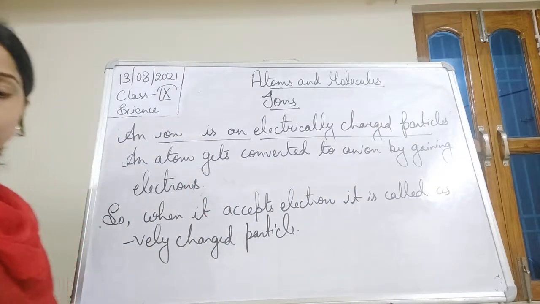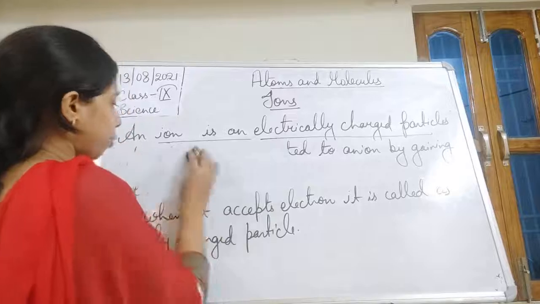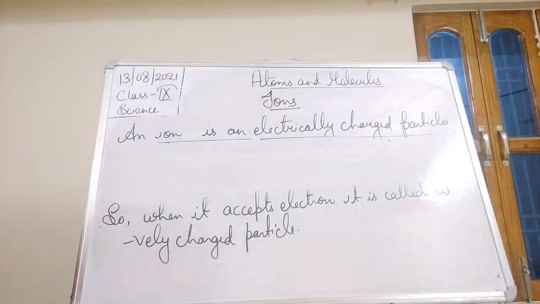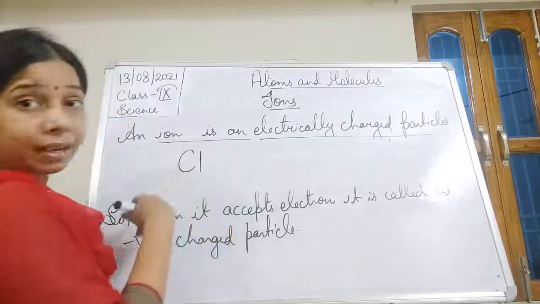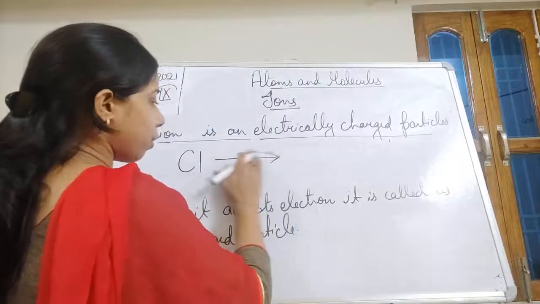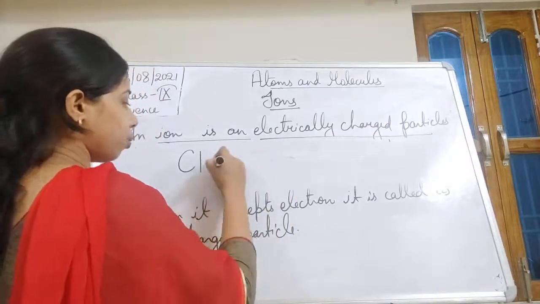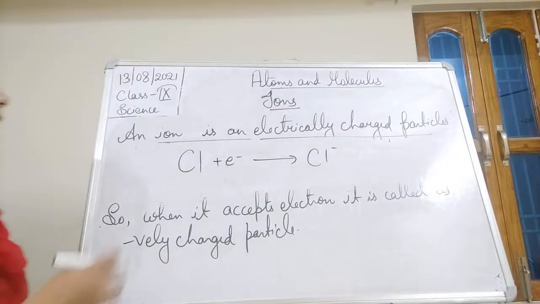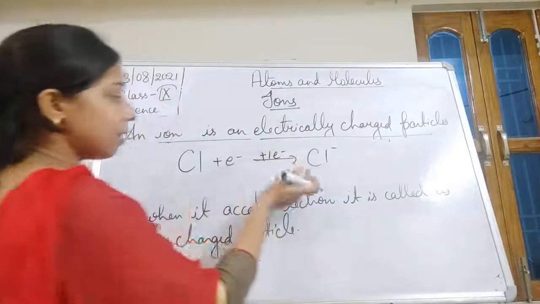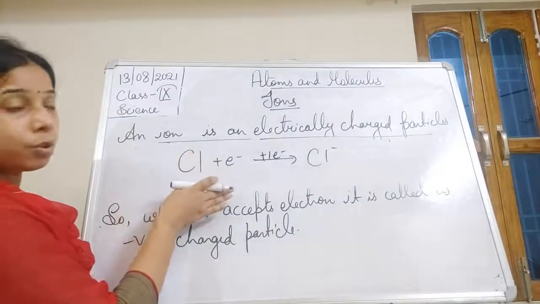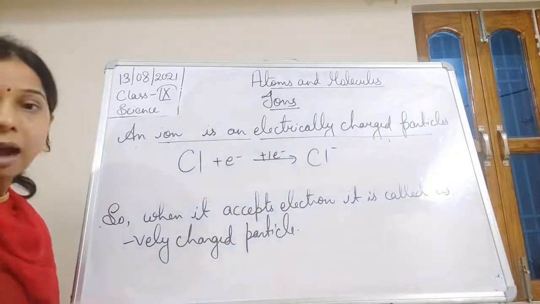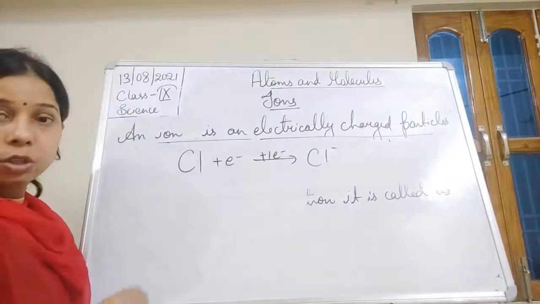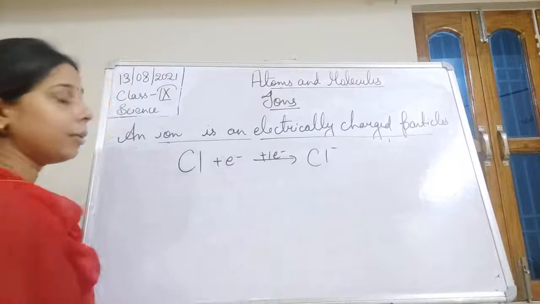What is the example, students? We can take any example, like chlorine. Chlorine has atomic number 17. So chlorine needs one more electron, so it will accept one more electron. Here it is gaining one electron, students, and it will become chloride ion, Cl minus. So one electron is added to the chlorine atom, due to which it gets converted into chloride ion.